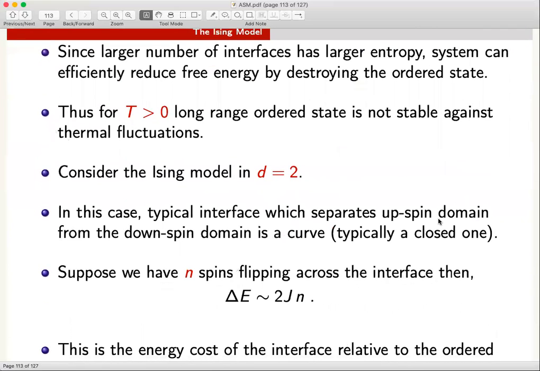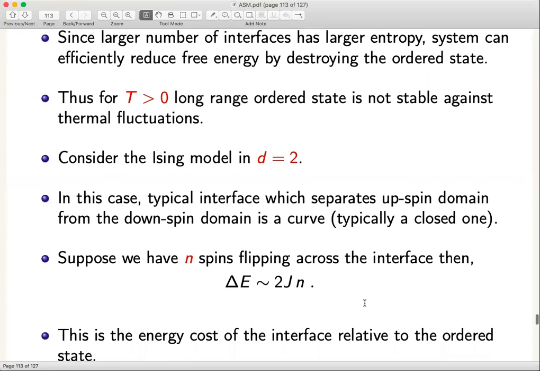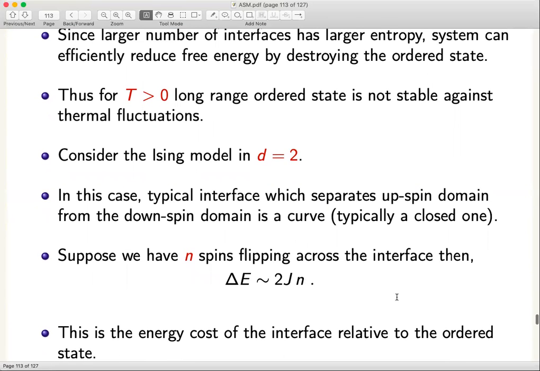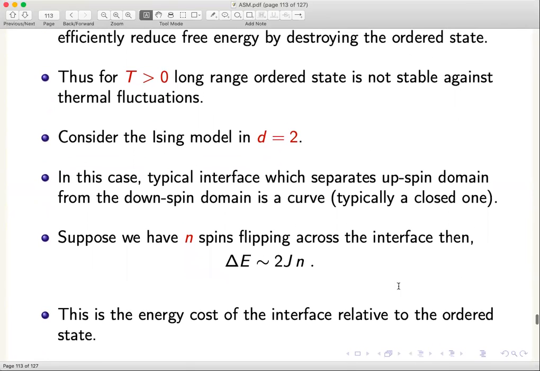Then we know that every time you have an interface, the cost in energy is 2J, right? Is that okay? Because the neighboring spins are pointing in opposite directions. So the differential of the interface energy versus the fully ordered state energy is 2J. Now, if there are n spins which are flipped, then it is going to cost us 2 times J times n. That is the energy cost relative to the ordered state energy of the system. Is that fine?